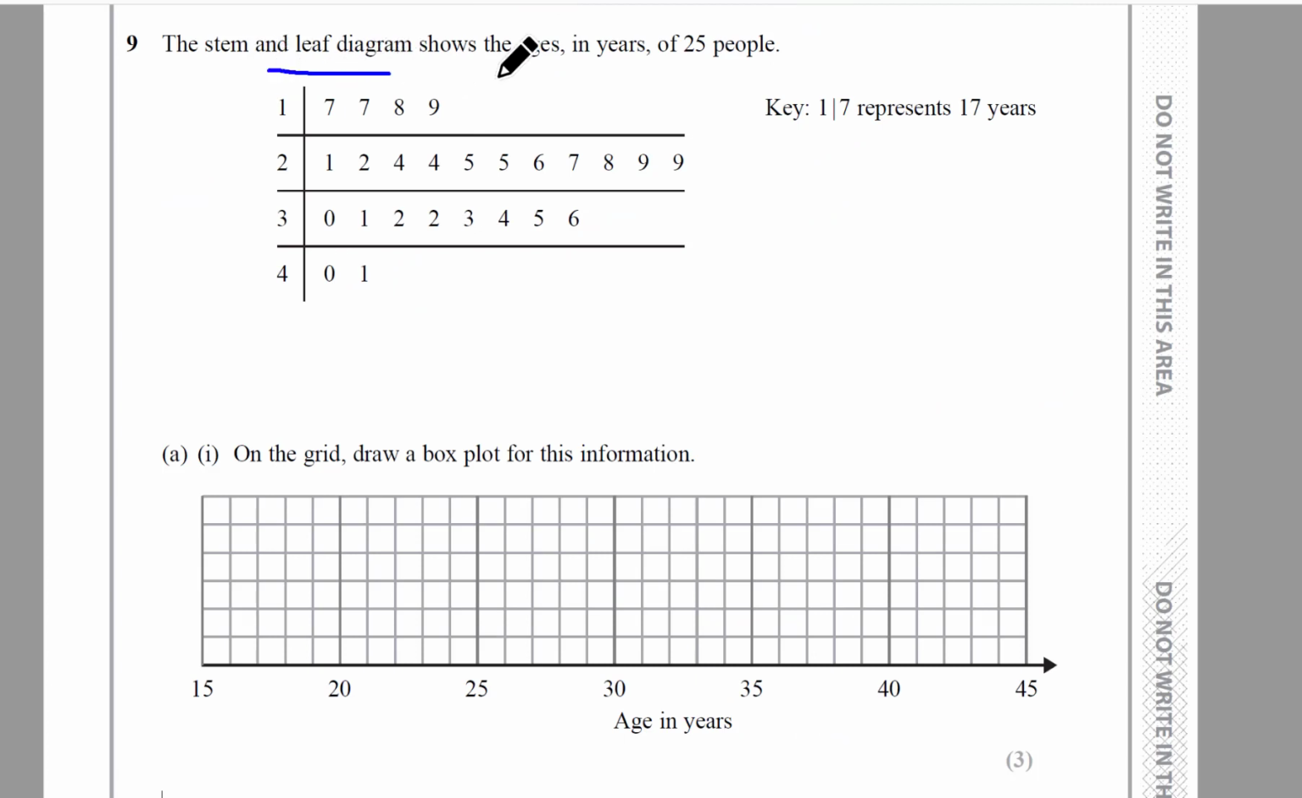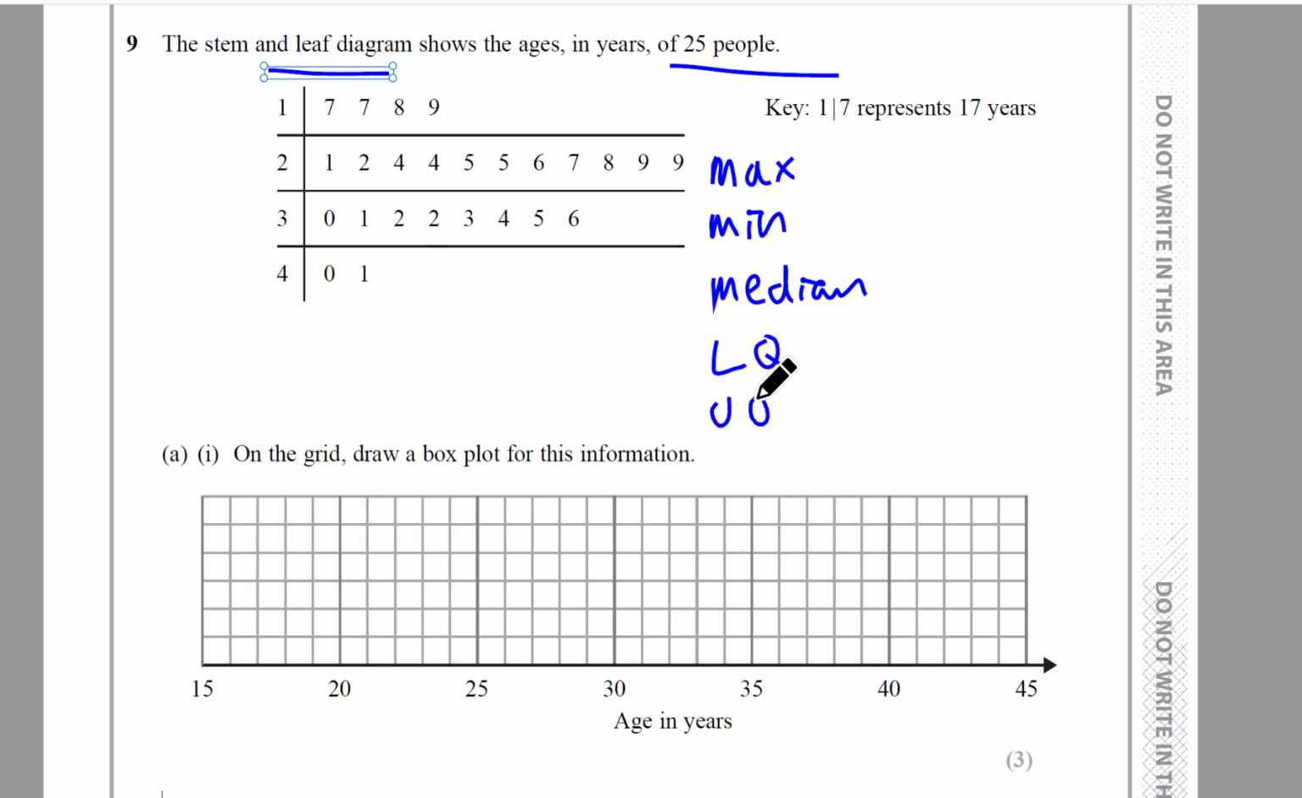Okay, we have a stem and leaf diagram and there's 25 people. And we have to do a box plot for this. So to do a box plot, we're going to need a maximum value, a minimum value, the median, the lower quartile and the upper quartile. So the max value is easy. That's going to be 41 because you can see the key. What the key means. The minimum value has to be 17.